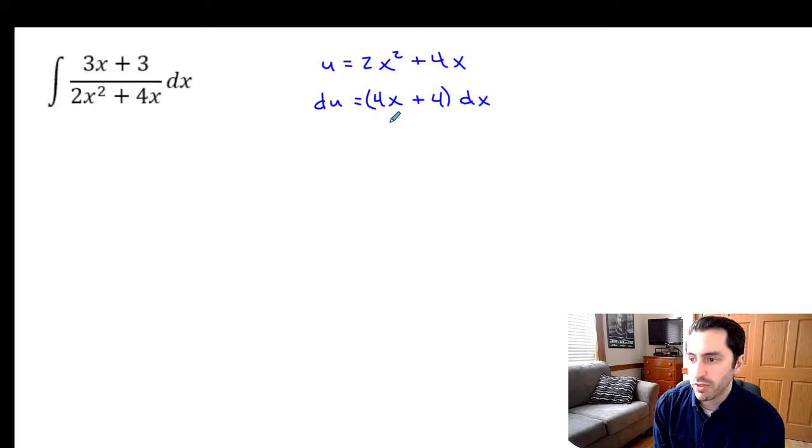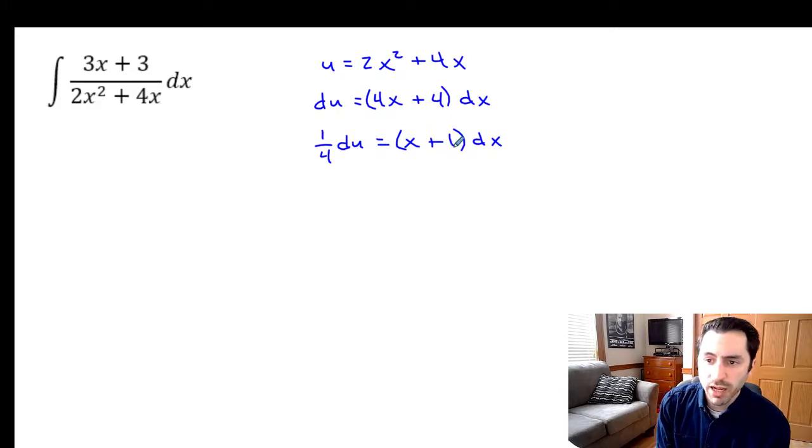One thing I do notice is in my derivative here, I can factor out a 4. So I'm going to divide both sides by 4. That's going to give me 1/4 du is equal to x plus 1, and I still have the dx here. So x plus 1, that's a little bit simpler, a little bit easier to work with. And now if I compare that to what I have in the numerator, I have a 3x plus 3. Those have a common factor of 3, so why don't we factor that out? So I'm going to bring that 3 out front.